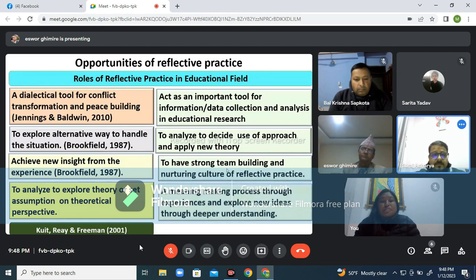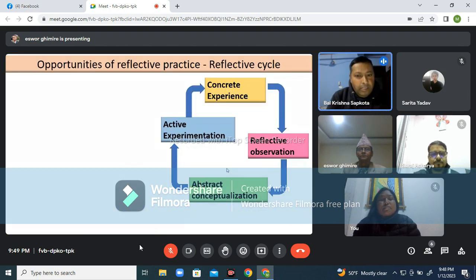The last but not the least point is a meaning making process through experiences and exploring new ideas through deeper understanding. Of course, reflective practice helps anybody. Thank you, Suresh sir and Isro sir.